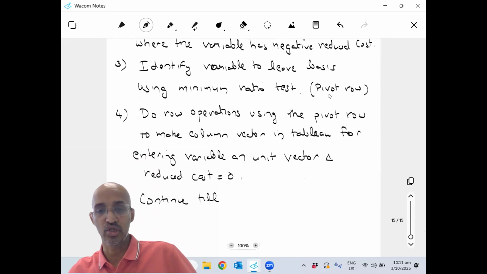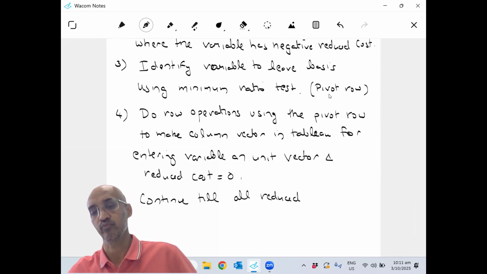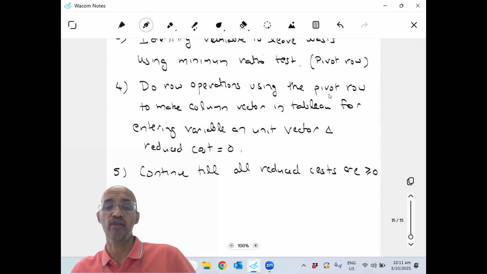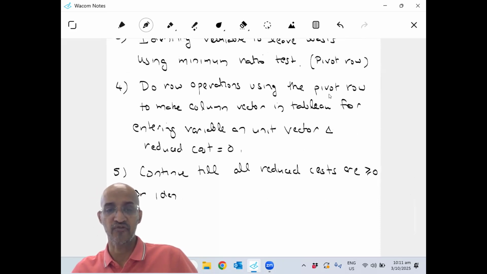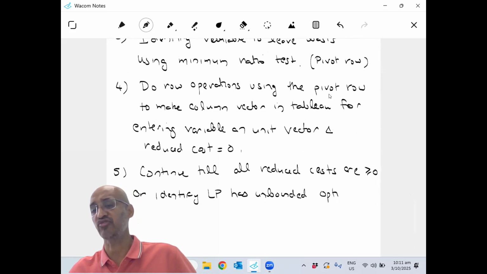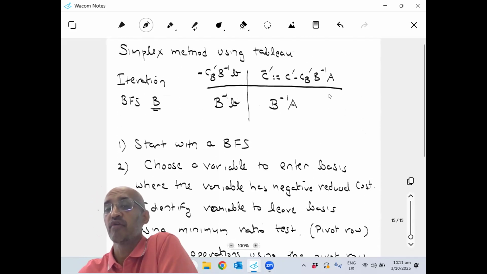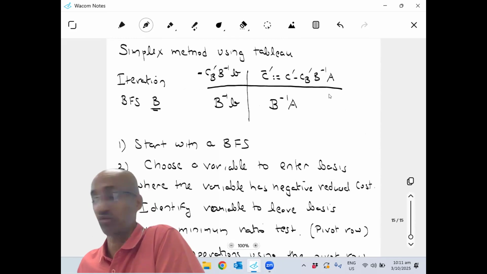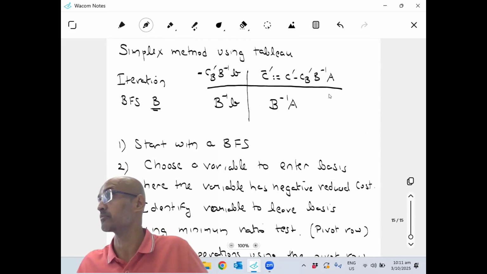Continue or repeat till all reduced costs are greater than or equal to zero, which is an optimality condition, or we will identify the LP as having an unbounded optimal value. I will tell you how you can identify this. Okay, so that's the algorithm at the highest level. At every step we're going to identify a variable to enter the basis, a variable to leave the basis, do row operations, move to a new basic feasible solution, and repeat this till we have an optimality certificate.